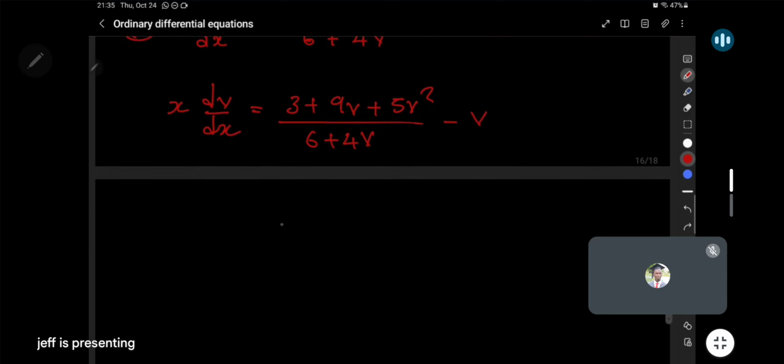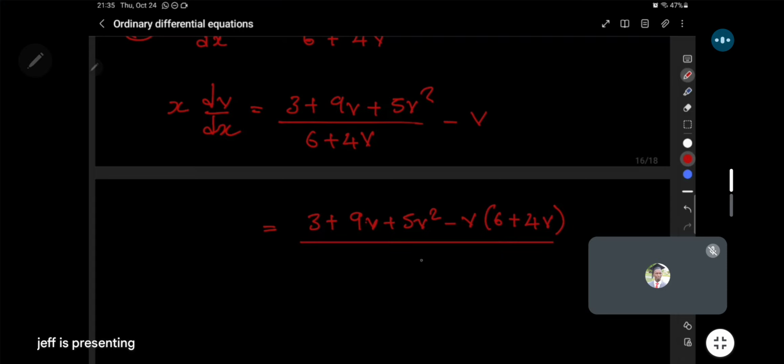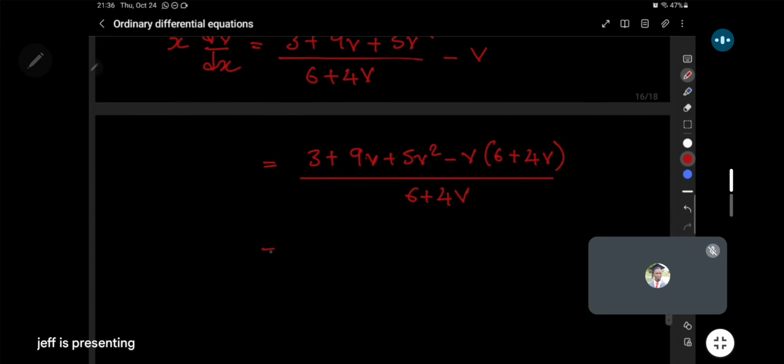Here, we now focus on the right-hand side for now. When we make it a single fraction, just the right-hand side, this will be minus v. Here we'll have to multiply 6 and 4v, so that everything can now be written with a common denominator. The left-hand side will remain the same. Few terms are going to simplify here. When you distribute the minus v, it will also be minus 4v.